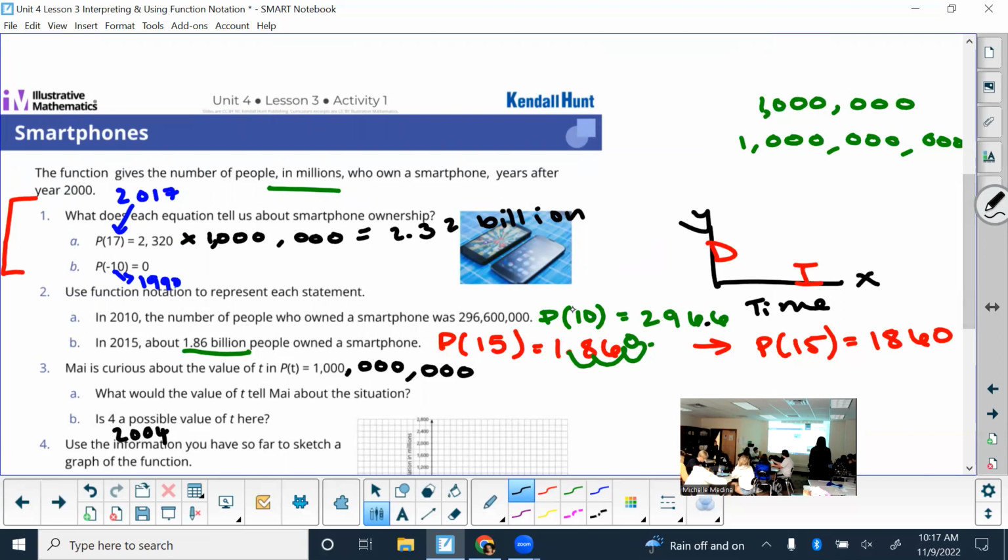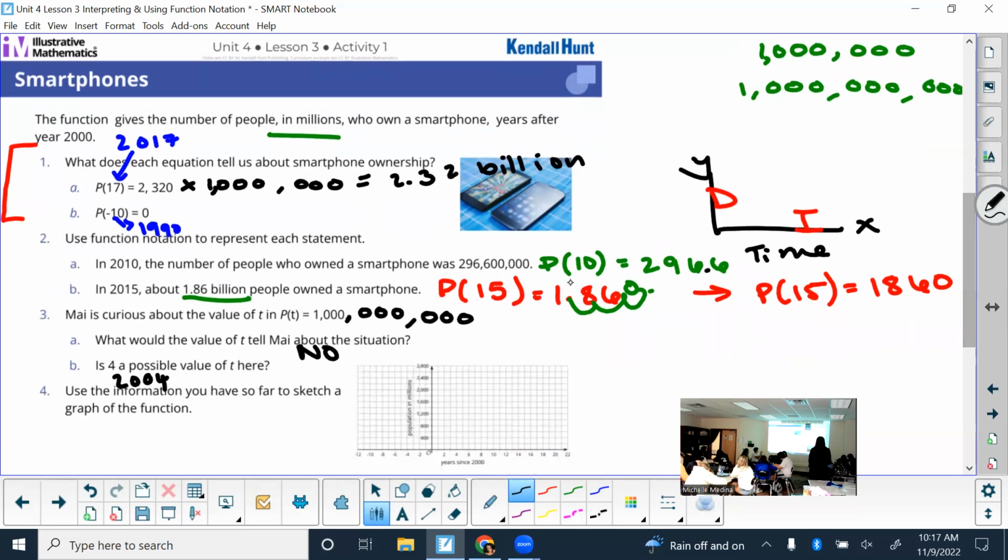What about in the year 2010? Did we have a billion yet? No, we didn't. We had way under that. We had 296 million-ish. So in this one, given the data we already have, I would say no, it's not a value. Because in 2010, we didn't even have a billion yet, not even close. Does that make sense? Okay.